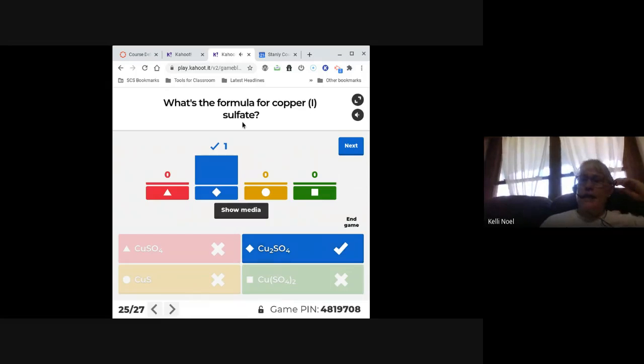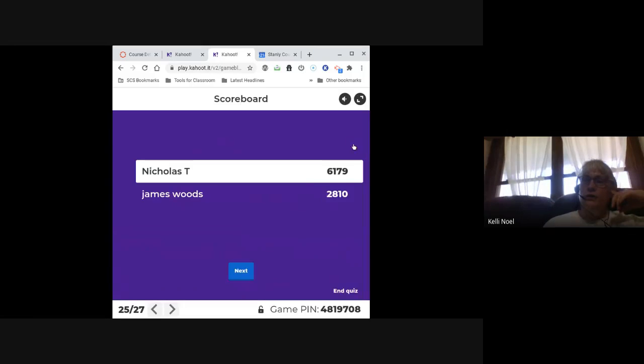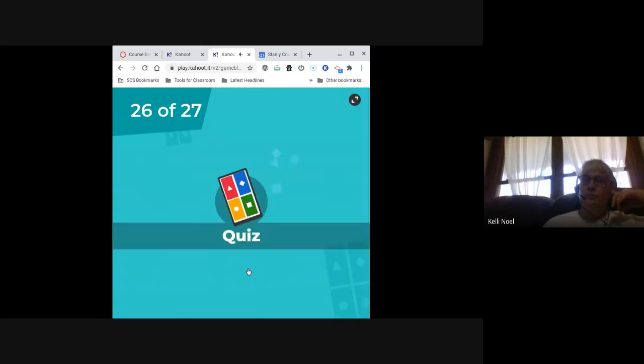All right, 8 is your polyatomic, so you would want to narrow it down to those that had the SO4 in it. Says it's copper 1, there'd be no parentheses because we don't write the 1.